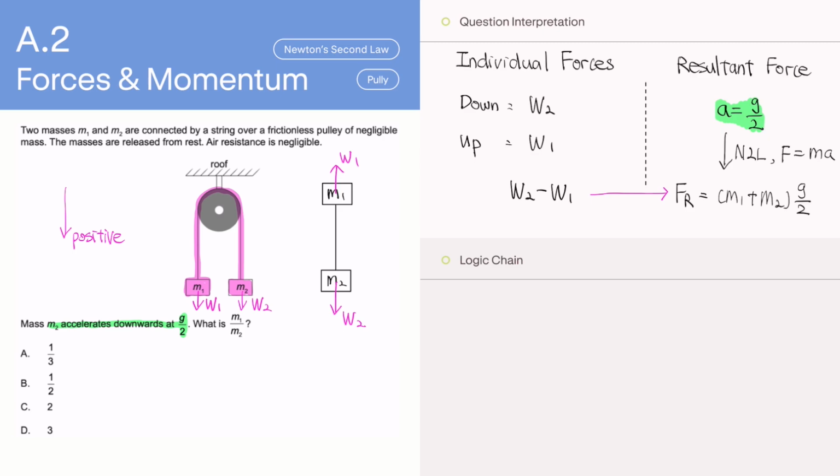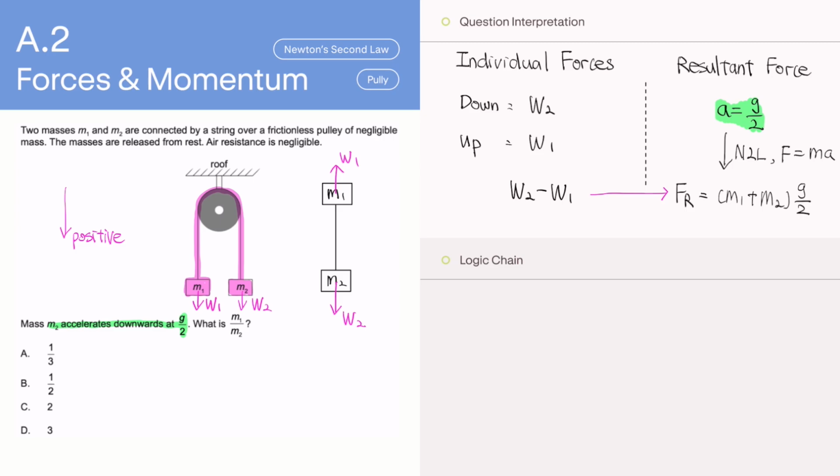It turns out one equation is enough. Although we have two unknowns here, M1 and M2, the question only asks for the ratio of the two unknowns. So we will skip the single object view this time.